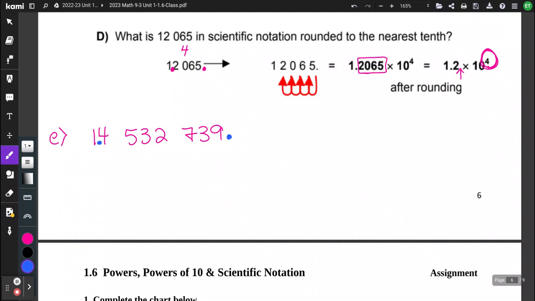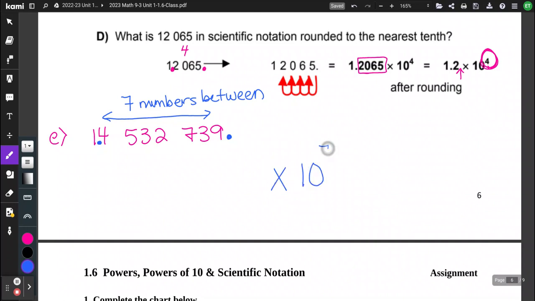So it's going to sit right there. So now I count how many numbers are between my decimals. We've got to count the number of digits. So I've got 3, 6, I've got 7 numbers between. Okay, so if I've got 7 numbers between, I know my number on my 10 is a 7. So I know this already. I know times 10 to the 7. That's what this is telling me. I have 7 numbers between.